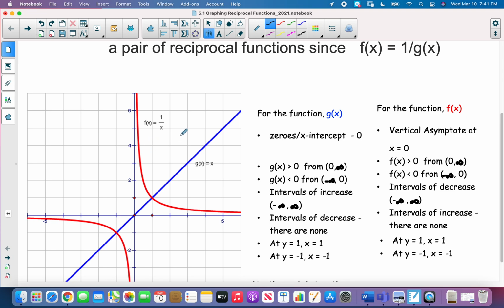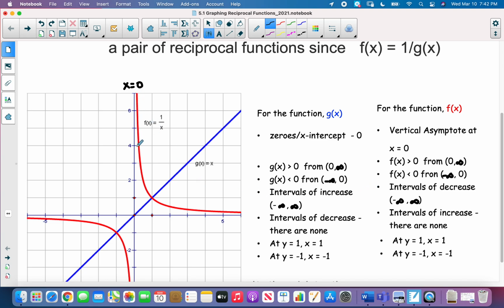Now let's look at the characteristics of the reciprocal function f of x. You notice that there is a vertical asymptote at the y-axis, which has the equation x equals 0. And the function is positive at all values of x that are greater than 0, so from 0 to infinity, and negative for all values of x from negative infinity to 0. So you can notice here by comparison, f of x and g of x are positive or above 0 in the same intervals, and they're also below 0 or negative in the same intervals.